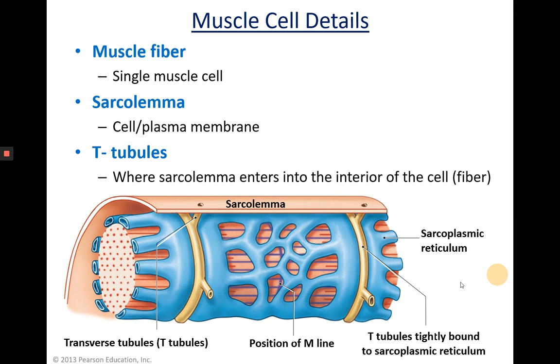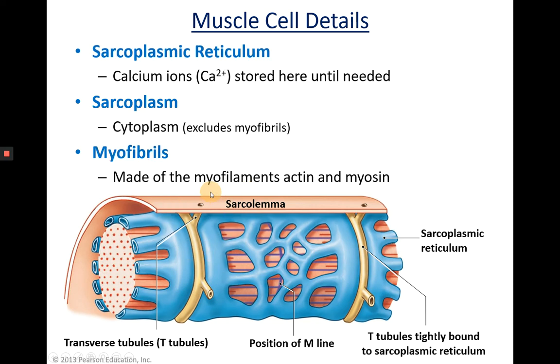Now, the plasma membrane in muscle cells does something interesting in that it actually penetrates into the cell quite a bit. Instead of just covering the outside of the cell, it penetrates inside the cell, forming what are called T-tubules. You can see those T-tubules here, which are the parts of the sarcolemma that are actually penetrating into that muscle fiber or muscle cell. Okay.